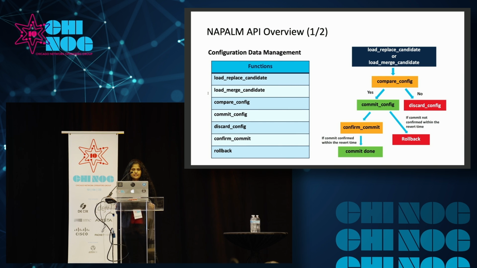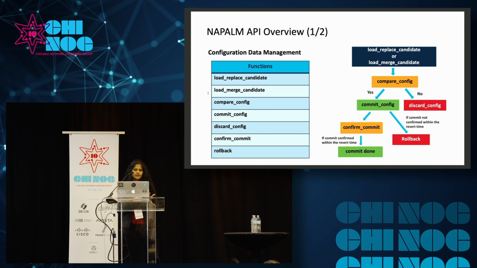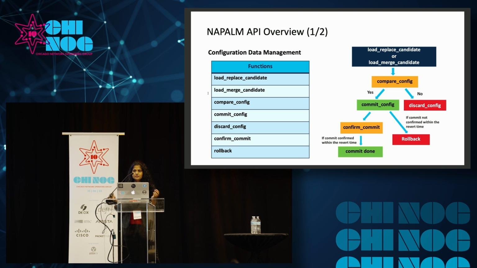Now let's understand the different APIs available in Napalm. Firstly, it has configuration data management. So it has these different functions or APIs called load, replace, candidate. Basically, you can load the configuration or you can replace the candidate configuration. Once you do that, you do the comparison between the candidate configuration and the running configuration. Once you're good with the changes you have made, either you can commit the config or you can discard the config.